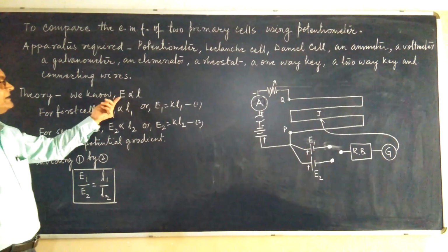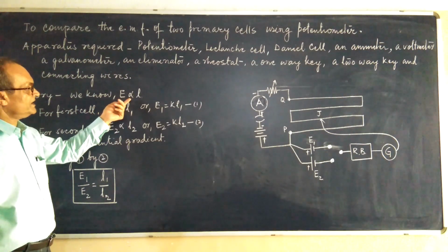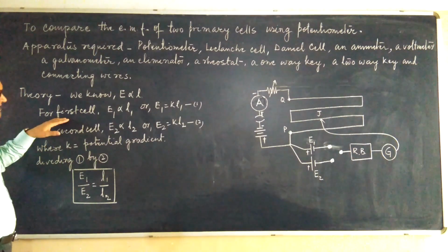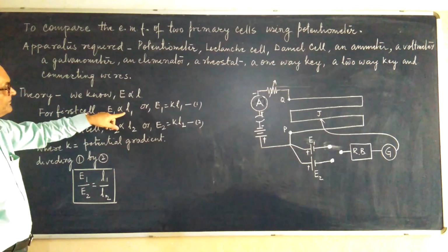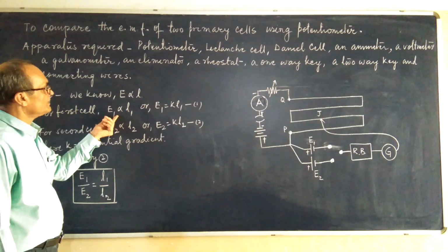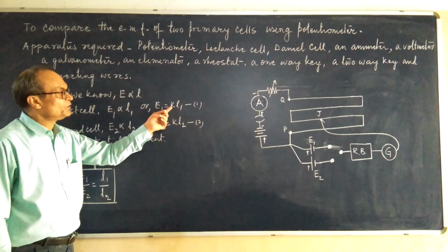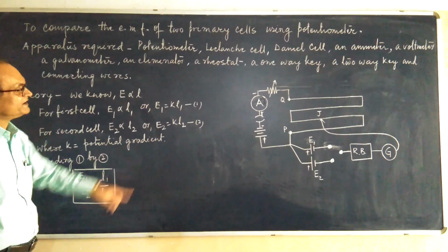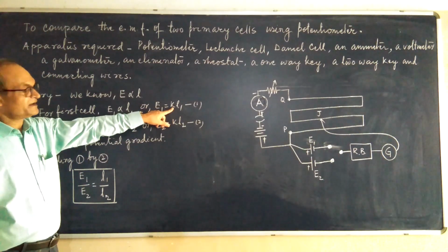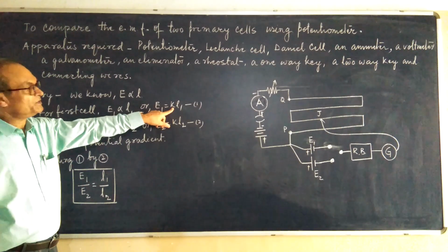First of all, we know that E, the EMF of the cell, is directly proportional to the length. For the first cell, if the length is L1 for the balanced condition, then E1 equals KL1, where K is the proportional constant, and this constant is also known as the potential gradient. Somewhere it is also known as the potentiometer constant.